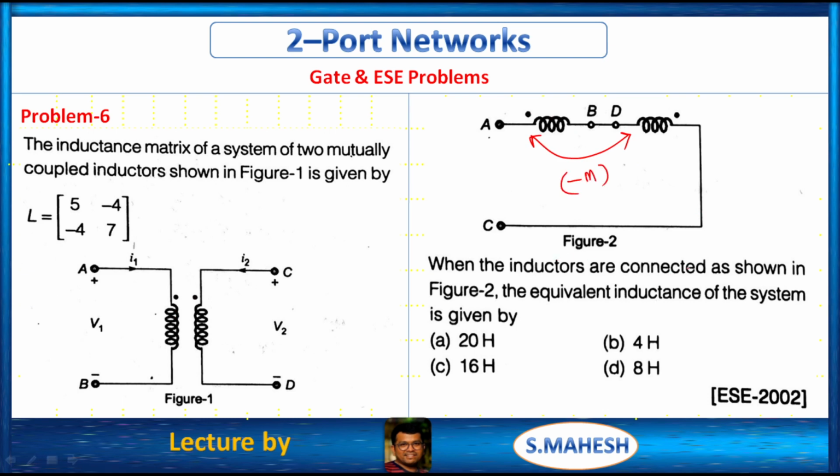When the inductors are connected as shown in figure 2, the equivalent inductance of the system is given by what? Very easy one. The matrix is 5, minus 4, minus 4, 7. So based upon this, what do we have? All are connected in series, right? Therefore we can write, from this, V1 and V2, between these two we have M plus M. By using KVL, first we have to get the loop 1 equation and the loop 2 equation, then we will have the matrix.